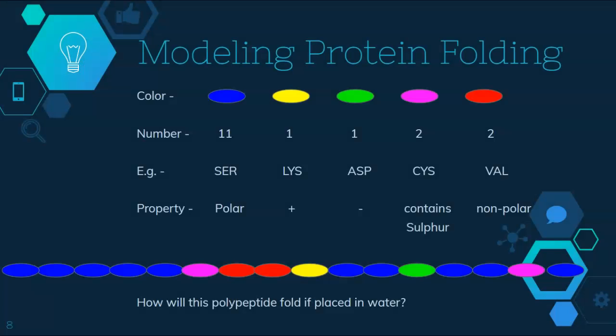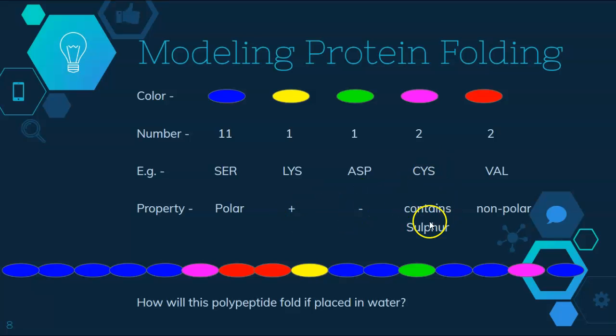So let's practice that. Let's just say I have serine. I have 11 of them. They are polar. They play well with water. All of these blue circles are polar. I have a lysine and an asparagine, so I have one yellow, one green. The lysine is positive, the asparagine is negative.